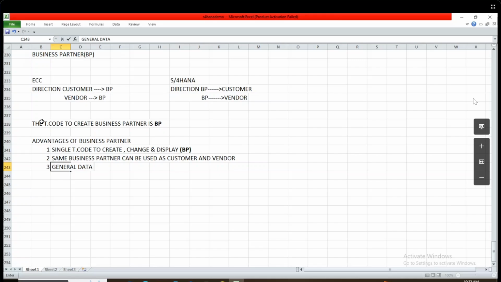General data will be shared. General data means mainly address. General data will be shared with multiple BP roles.